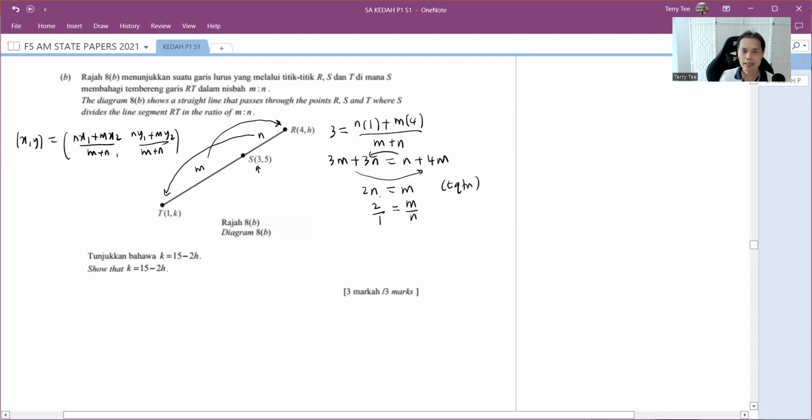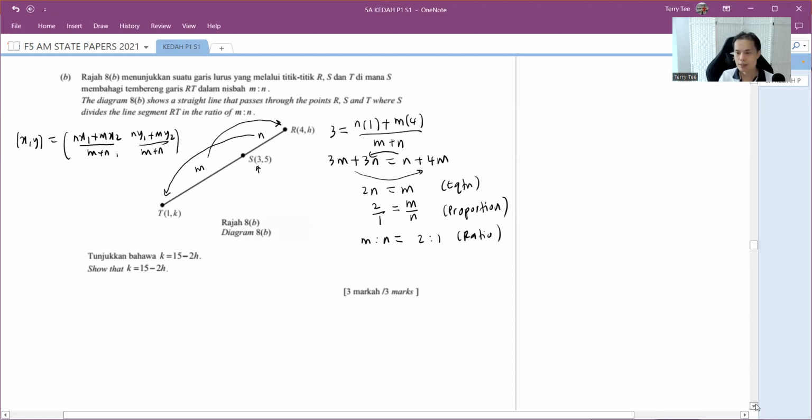Now, actually, when I bring the n down, it's actually 2, but we write this as 2/1 so that we can write in the form of what we call proportion. Proportions are basically two equivalent fractions. And from here, we can see that m/n has a ratio of 2:1.